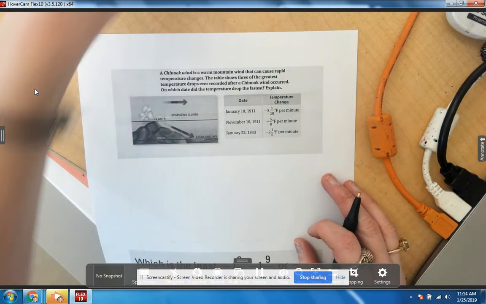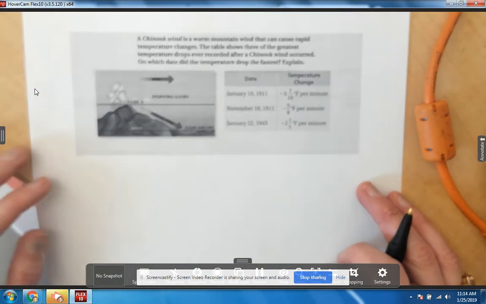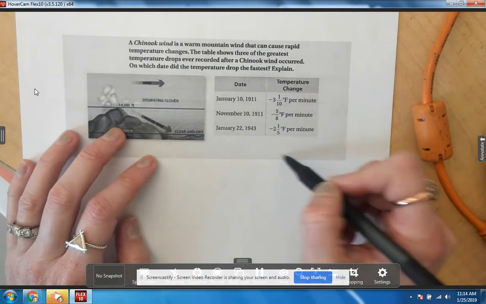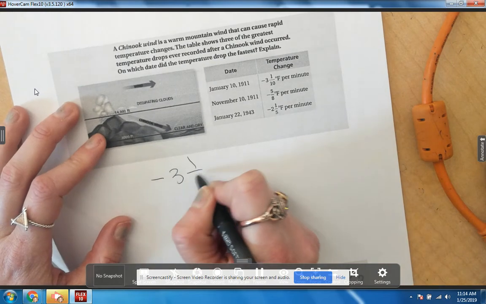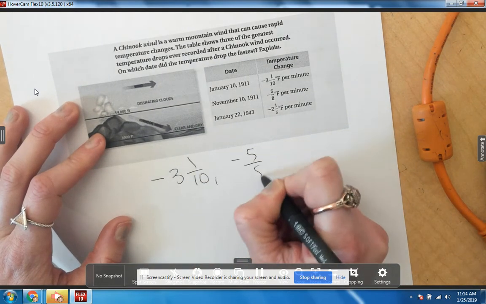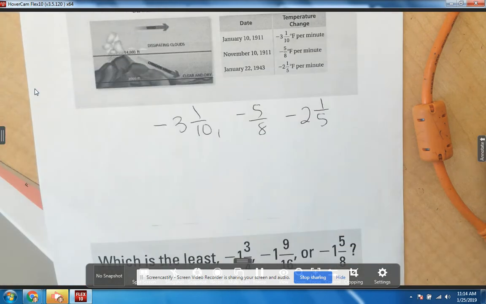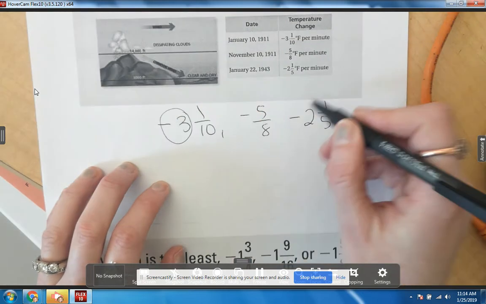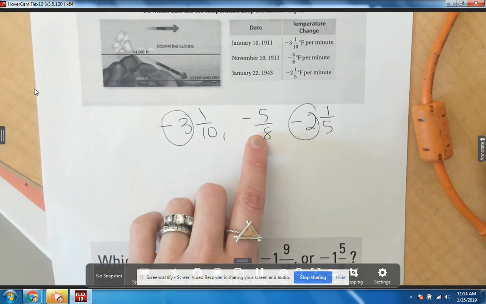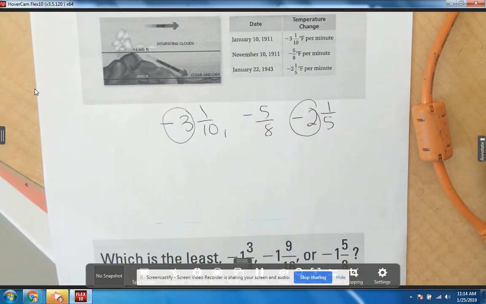Okay, now we are going to be comparing more than one thing. They want us to compare these different temperatures. So I have negative 3 1/10, negative 5/8, negative 2 1/5. They want us to order this from least to greatest. So first thing I'm going to notice is that these have whole numbers. This does not. So I don't even have to worry about common denominators.